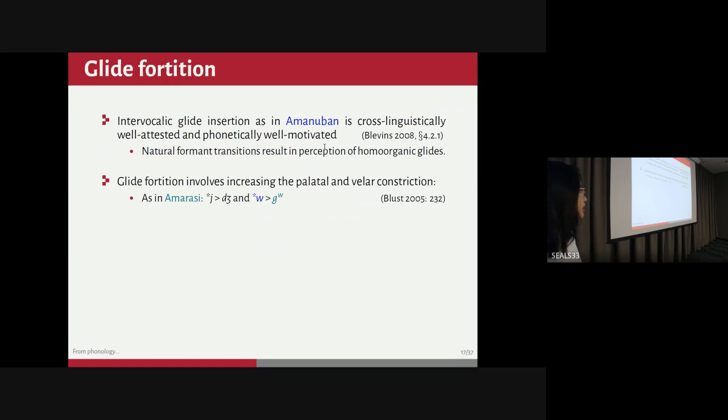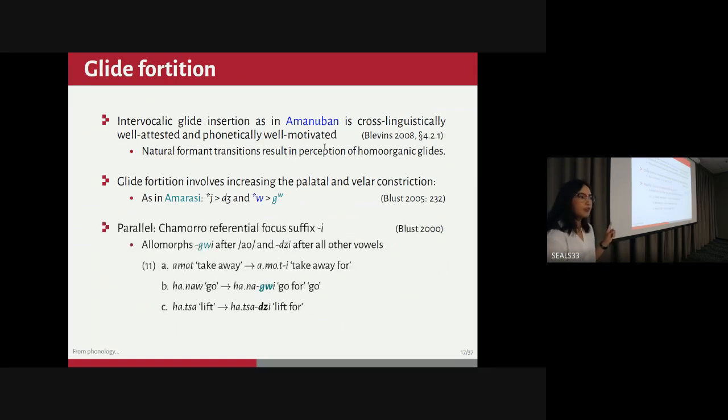But glide fortition involving the increase in palatal and velar constriction has actually been well attested in Austronesian itself. Bob Blust has this article where he talks about Tomori, where the referential focus suffix e normally just surfaces as e after a consonant-final stem, so amos becomes amosi, but it surfaces as we after the ow diphthong, so hanao becomes hanagwe. So this is a nice case of what we think of as previous W insertion becoming fortified to gw insertion.